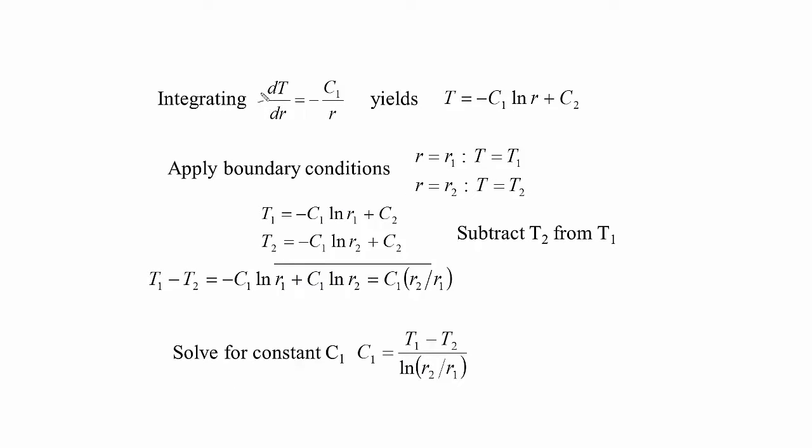So this is where we left off. We said dT/dr is equal to minus C1 over r. We can integrate this. We understand that the integration of anything over r is just going to be this log r. So we really had that dT is equal to minus C1 over r dr. We integrate both sides. The integral of dT is T. The integral of dr over r is ln r. And we have a constant of integration C2.